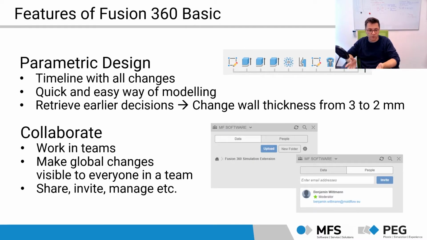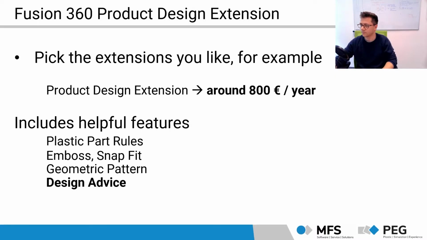You can also make global changes, and you can make them especially visible to everyone in the team. So you make sure you always work on the same, most current project and most current version of your parts and your designs. Yeah, so that's a brief overview of the main features of Fusion 360.